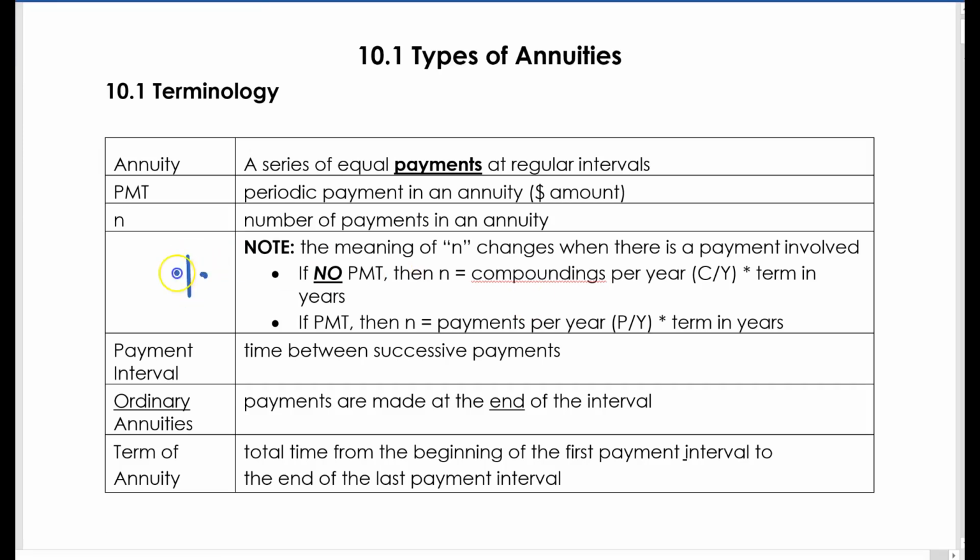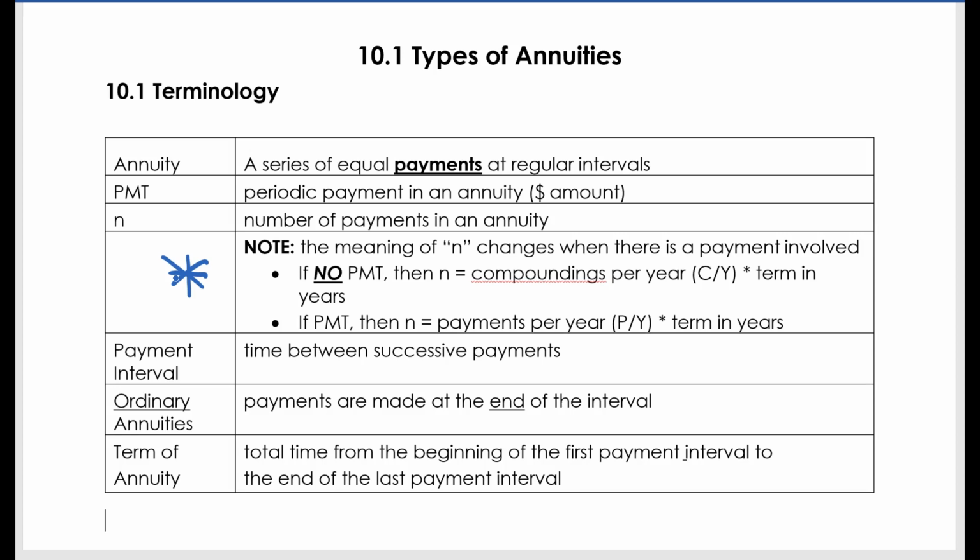So just take note of this, okay? The payment interval is the time in between successive payments, so are we paying monthly or are we paying quarterly? And an ordinary annuity, which is what we're going to start with, is where payments are made at the end. So you take out a loan today, your first payment back is at the end of the month or the end of the quarter. You don't pay an amount up front. We're going to talk about those types of annuities as well, but right now we're focusing on payments made at the end of the interval.